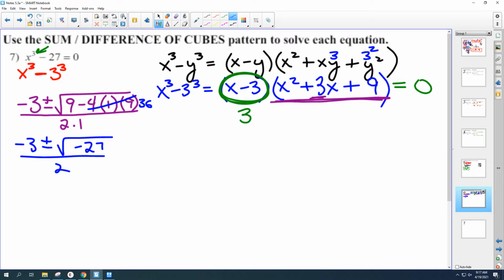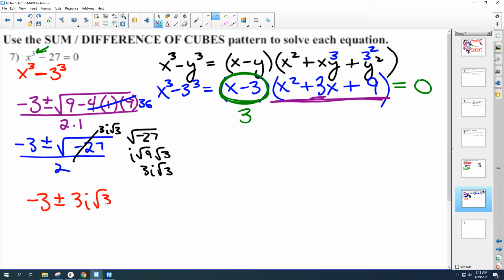We'd want to be able to break down that 27. Square root of negative 27, I know there's going to be an i. But I'm going to write that as 9 times 3, square root of 9 times square root of 3, because I know the square root of 9. You don't use something that you don't know the square root of. You use something that you do know the square root of. So that would give me 3i square root of 3. This is 3i square root of 3. That doesn't reduce. On the last one, I was able to reduce stuff, but I can't do that here, so I won't. And I'm going to have negative 3 plus or minus 3i square root of 3 all over 2. That's 2 of your answers. And then the other answer was positive 3. There we go.